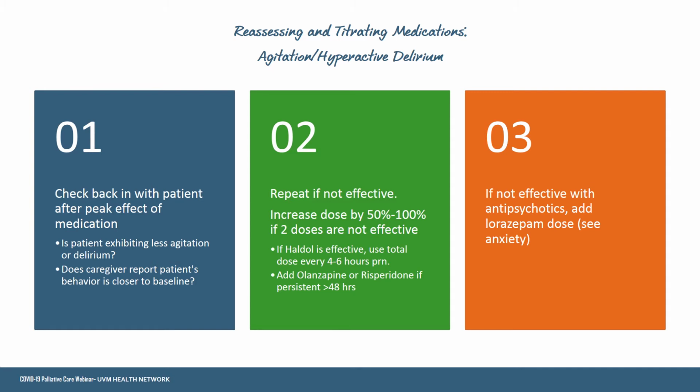Step 3. If none of these are effective or you do not have access to olanzapine or risperidone, you can use lorazepam, particularly if there is an anxiety component. Note that lorazepam may also cause paradoxical delirium in older patients.